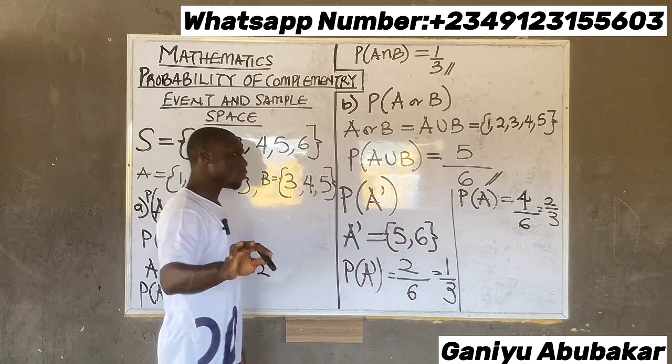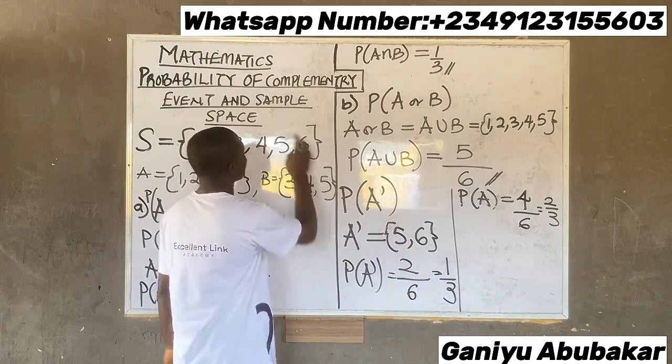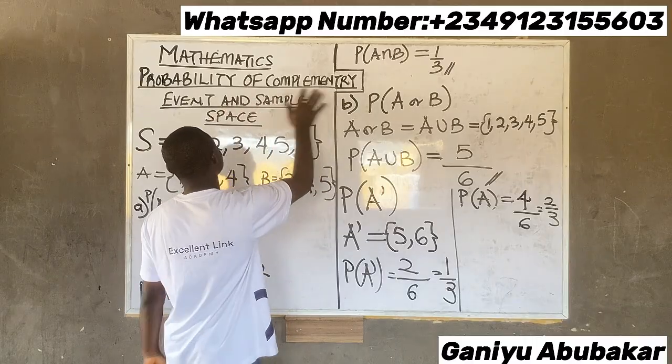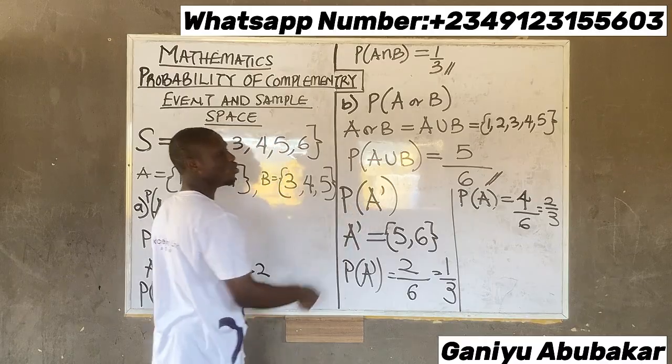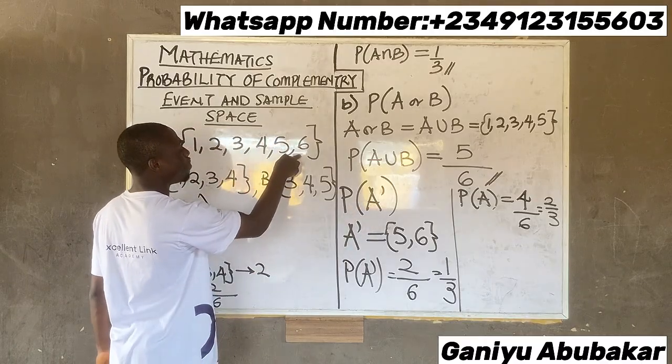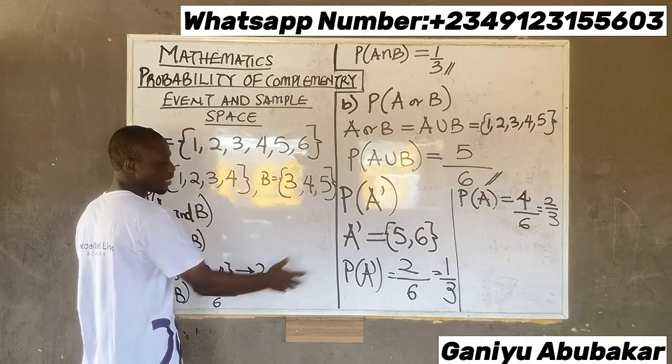Now, this is the main focus here: how to find the complementary event. I've shown how to get it. The complement is found by writing out the members of the sample space that are not in the event you are considering. That's how you get this one.